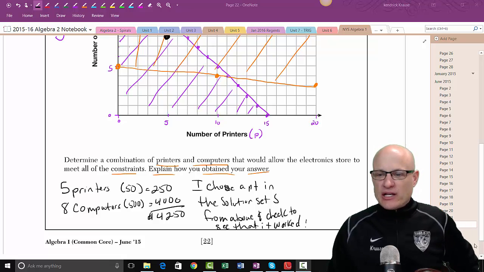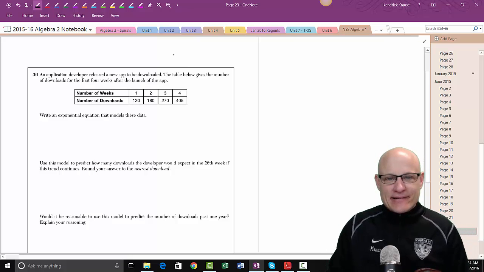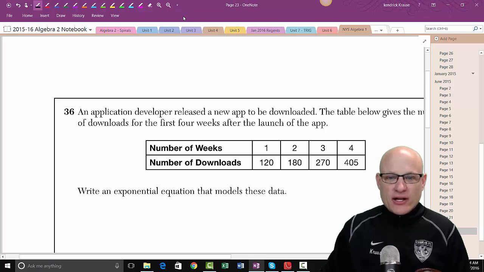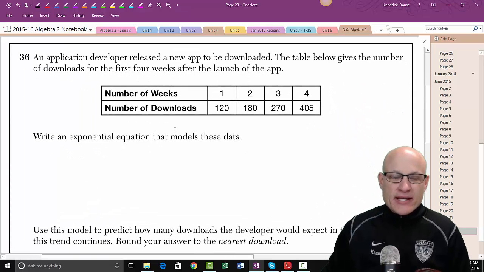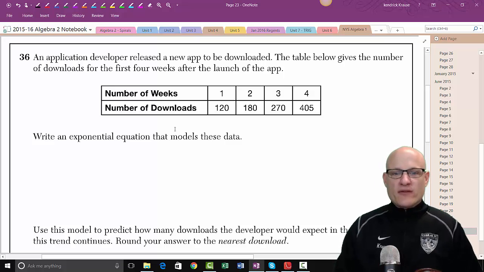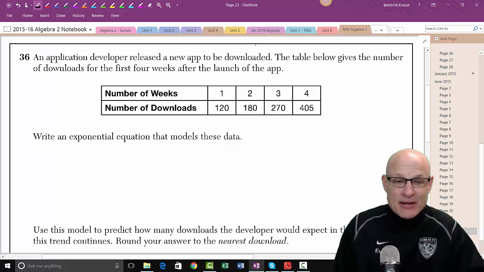Alrighty. 2 problems left. We are now on to 36. Oh my gosh, all this crazy math. All right, so an application developer. Oh, I like this question. This is actually a really good question. Well written question. Love this question. It's kind of more meaningful, especially for you guys nowadays. And it kind of makes sense.